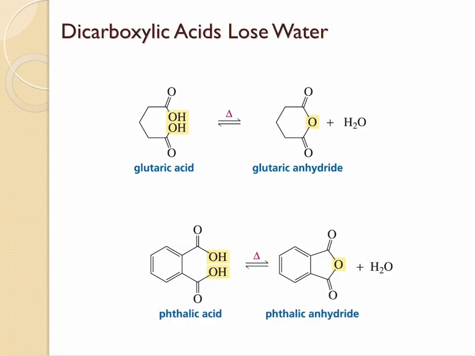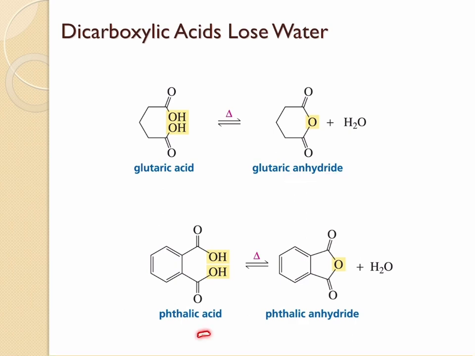Dicarboxylic acids, when they are heated, they readily lose water molecule to give us the corresponding anhydride. This is glutaric acid, where the two carboxylic acid groups are separated by 3 carbons. And when you heat this, this molecule is going to undergo dehydration to give us the corresponding anhydride, glutaric anhydride.